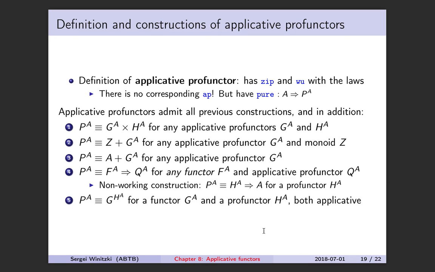I define applicative profunctors by using the zip and wrapped unit methods with exactly the same laws as before. There is no corresponding app operation, but there is a pure operation. I show some constructions that build new applicative profunctors out of previous ones and show that the laws hold for them.